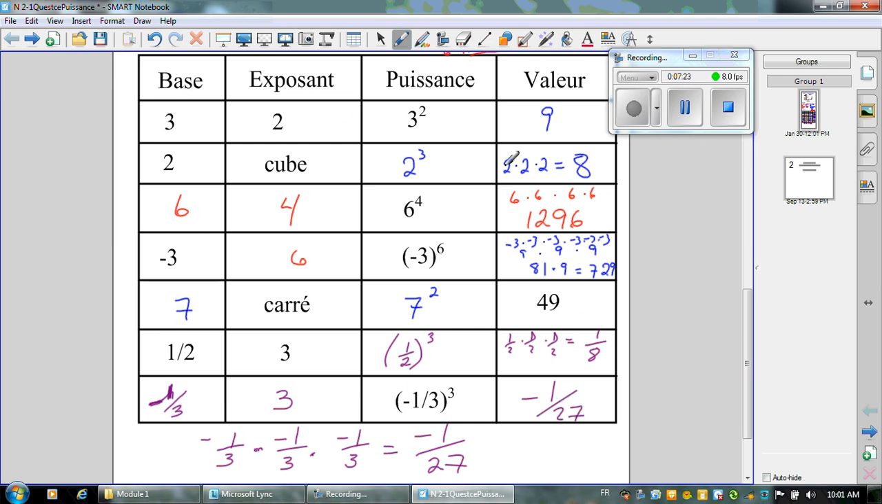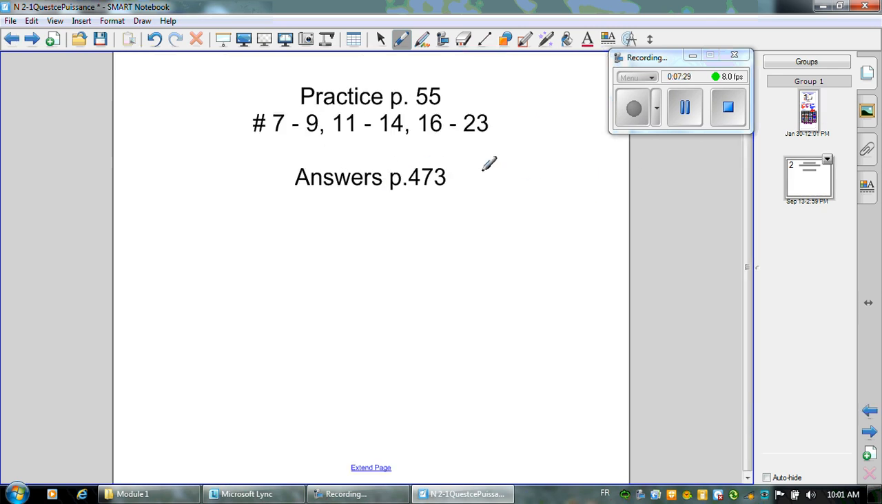So this is just where we're going to be working at. Here's your practice. Page 55. Make sure you check your work.